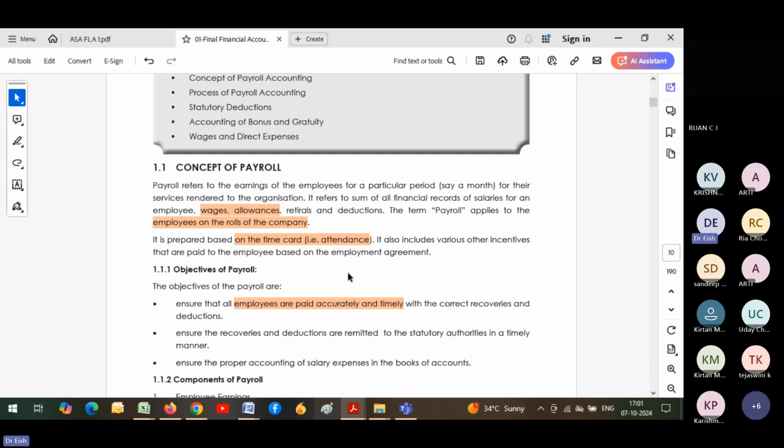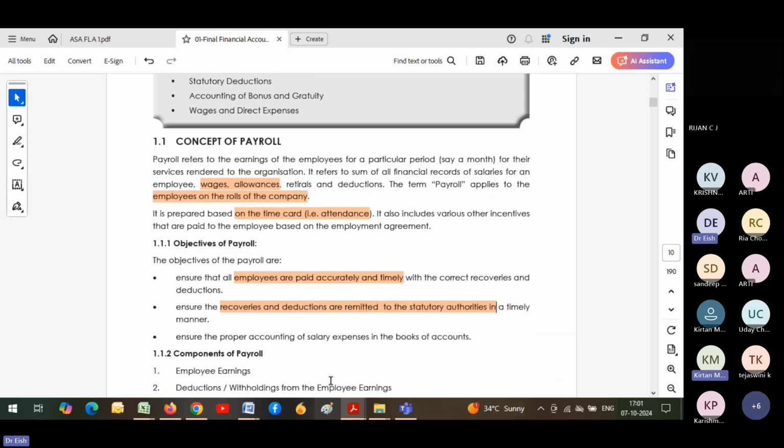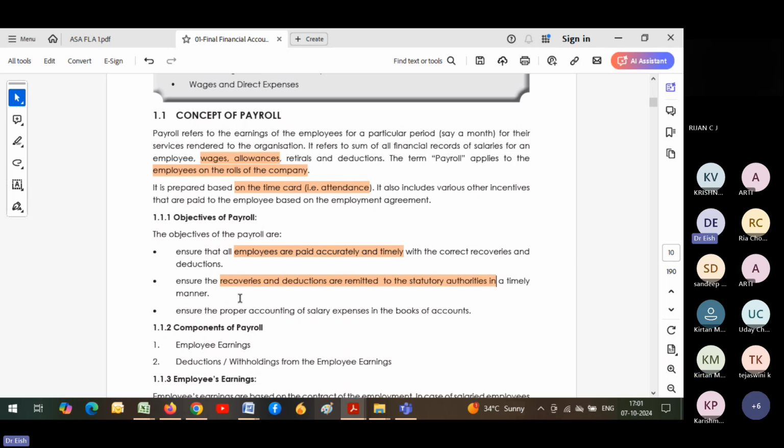Ensure that recoveries and deductions are remitted to the statutory authority. The company has to ensure that all those recoveries, all those deductions are remitted to the authorities in a timely manner. Ensure the proper accounting of salary expense in the books of the company. Not only are they deducted, but they are also booked, and rightly booked, because the company makes the P&L, and whatever is shown in the P&L is rightly paid by the company. Any questions in between?